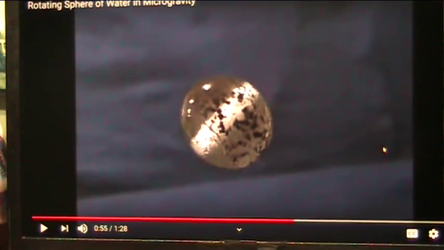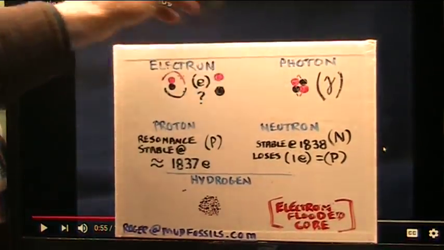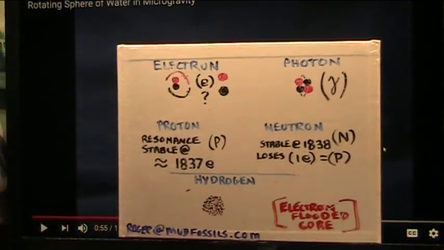Capiche? All right, here's the deal. If anybody's interested, all right, I am doing, again, it's all electron flood theory. I have a lot of information. You know, it goes beyond this, a lot beyond this.